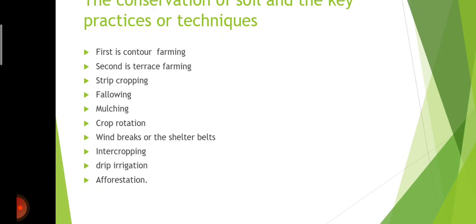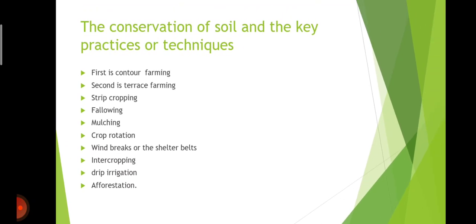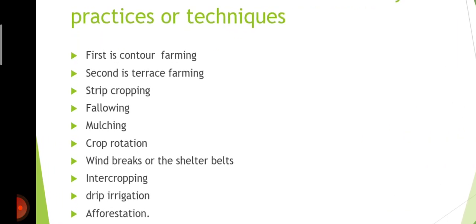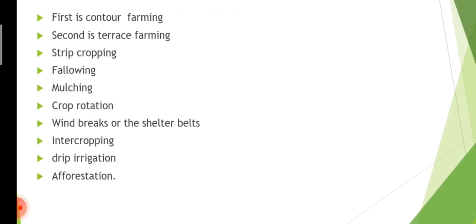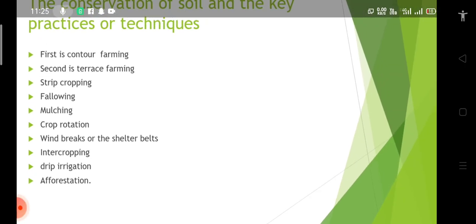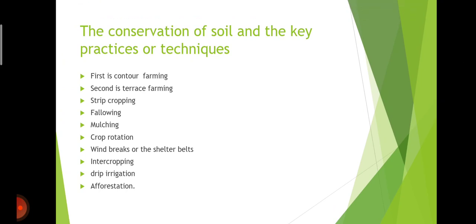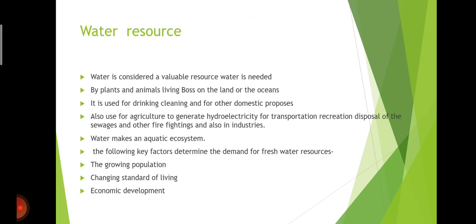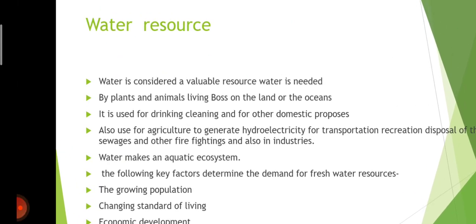Afforestation is also a technique to conserve soil. Drip irrigation. Drip irrigation is used in mountainous regions through which we can prevent soil erosion. And it is also used for irrigation facilities. Now, water resources.